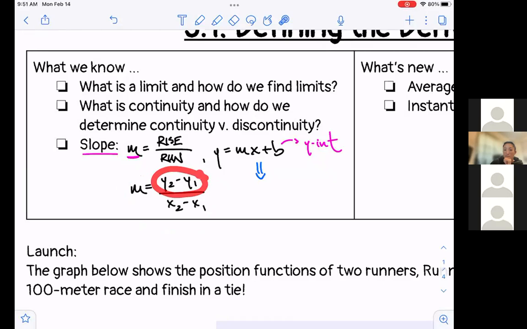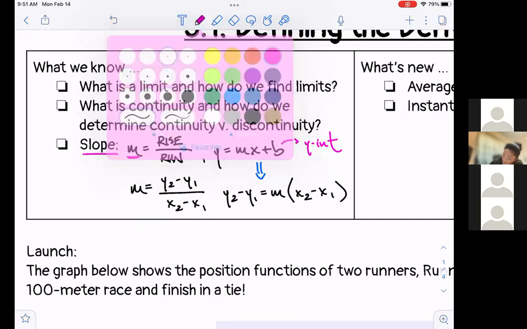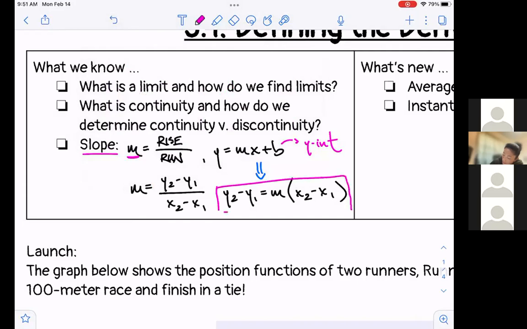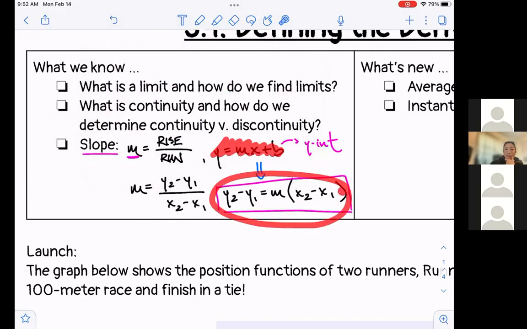By multiplying the x2 minus x1 on both sides, right? Exactly. We take the denominator and multiply it to the other side. And so it turns out that we get this other equation: y2 minus y1 equals m times x2 minus x1. This is going to become a way more valuable equation for us to think about when someone says, write the equation of a line. We're actually not going to use y equals mx plus b, the one we have written here in the pink.